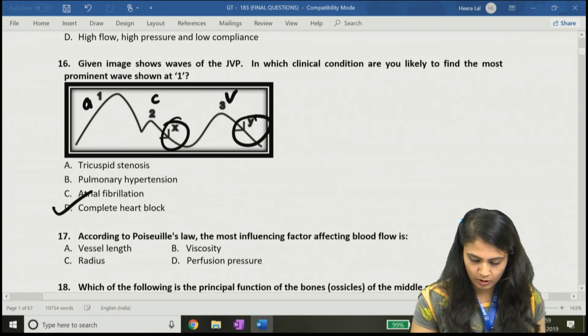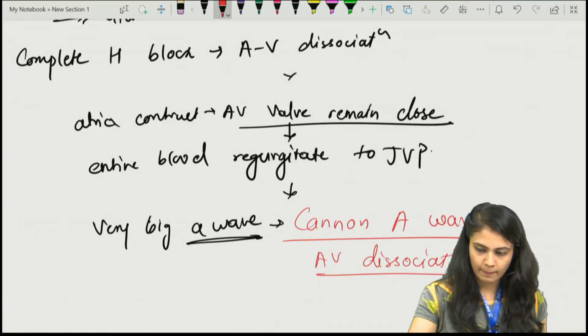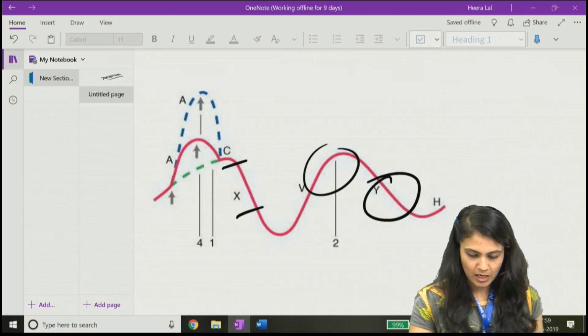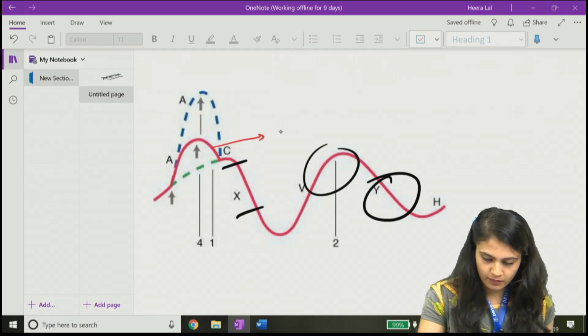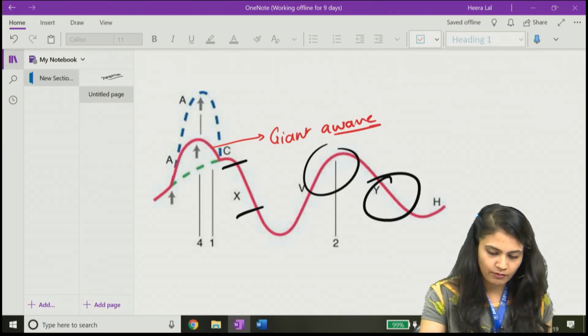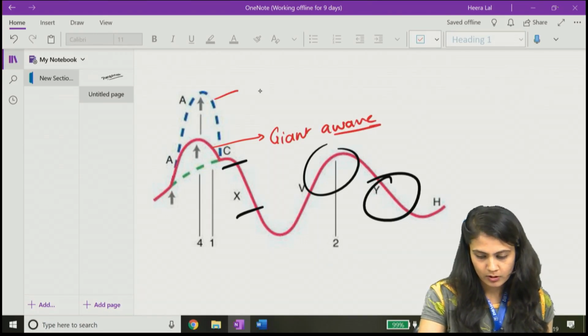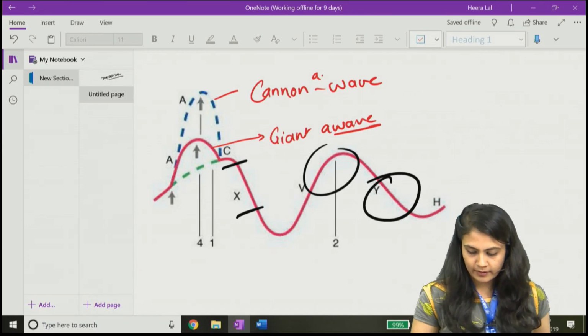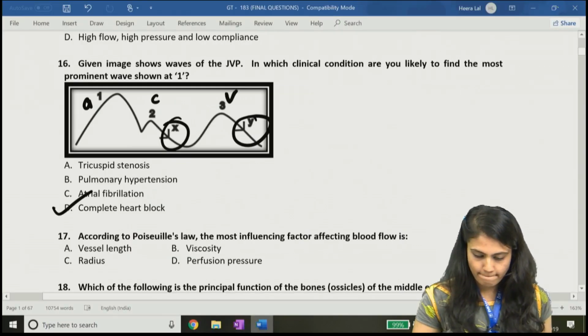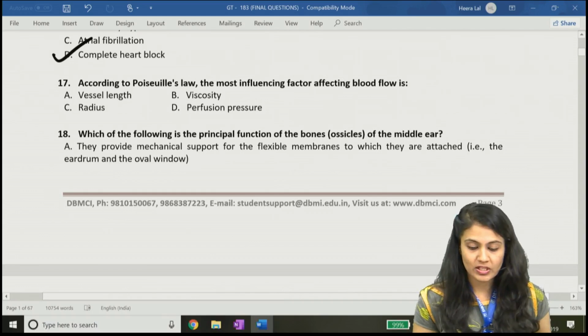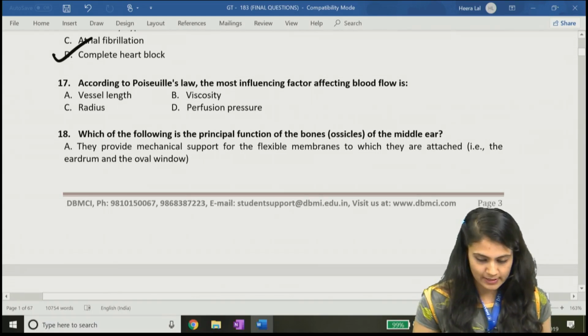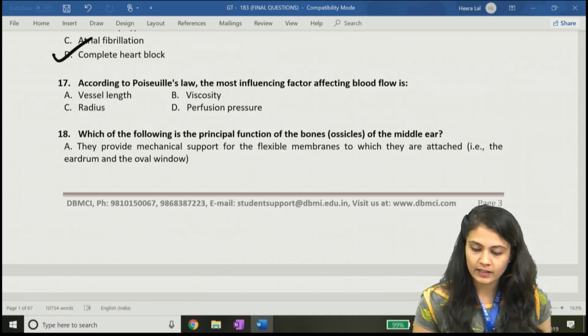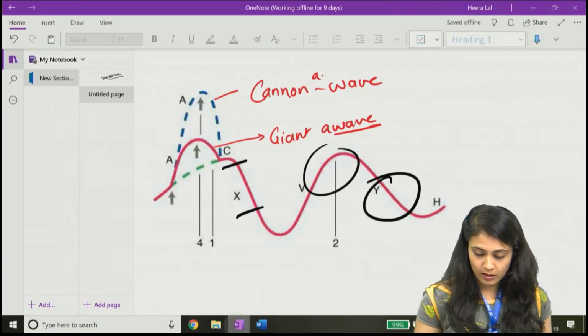In complete heart block, as we can see over here in the diagram, this is a giant A wave, and this is your cannon wave. Giant and cannon A wave. Moving to the next question, question number 17. According to Poiseuille's law, the most influencing factor affecting the blood flow is what?